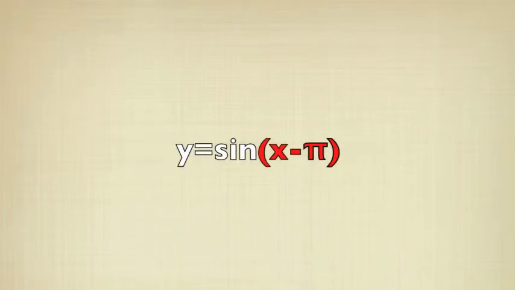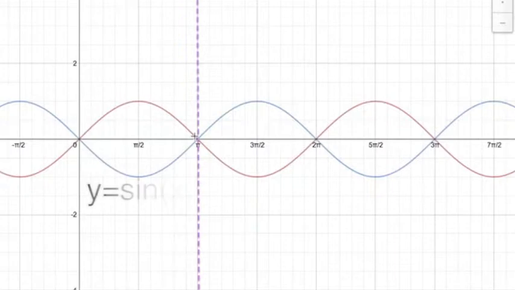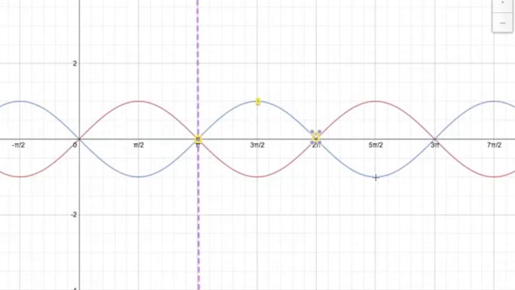In this function, the horizontal shift is pi units. Anything in the parentheses is an indirect shift, so you would shift the function pi units to the right. The purple line in the picture shows the y-axis at pi, the new origin. Instead of the usual origin, you start at pi, shifting the function horizontally to the right.